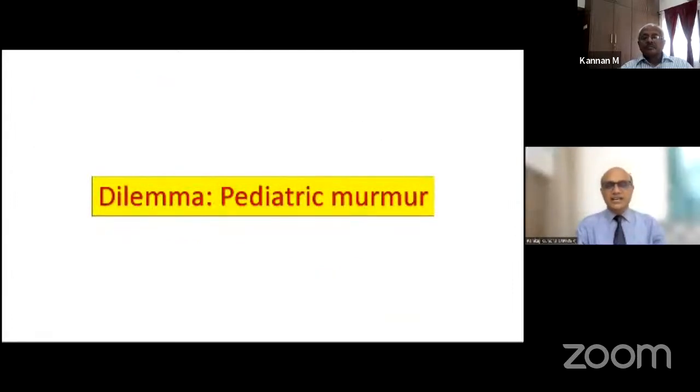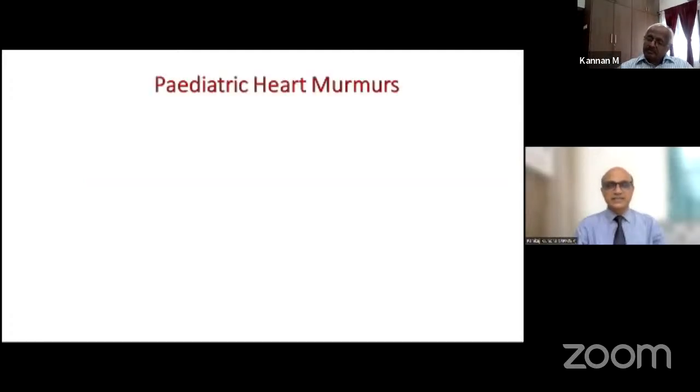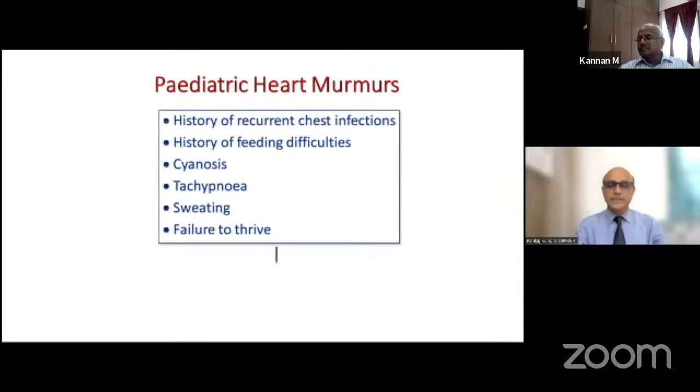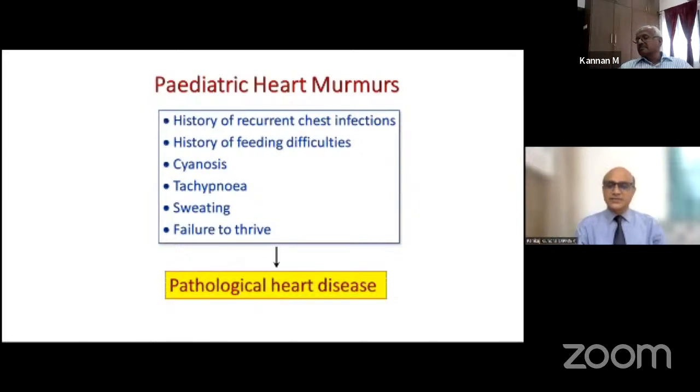Now let's come to the dilemmas which exist. The first one is a murmur. If you put a stethoscope onto a child and you hear a murmur, then we have to see whether this is an innocent murmur or is it likely to be a pathological one. If you find that there is a history of recurrent chest infections, feeding difficulties, cyanosis, tachypnea, sweating or failure to thrive, then it is possibly a pathological heart disease and you should be more careful in auscultating these children.